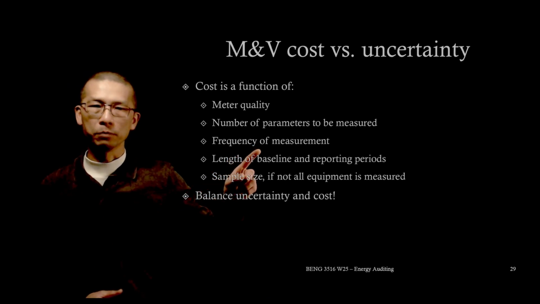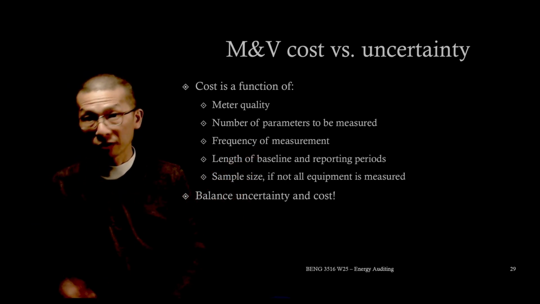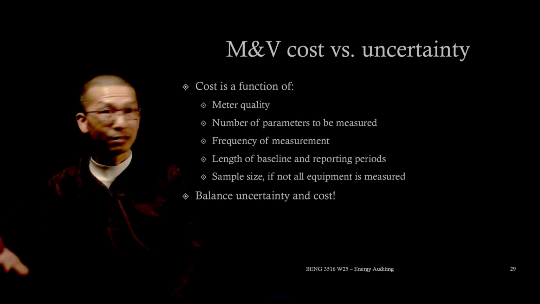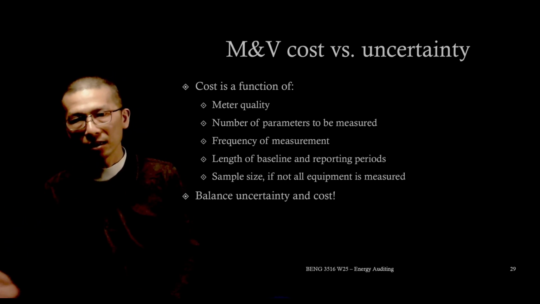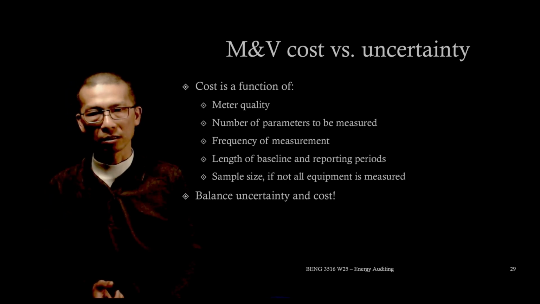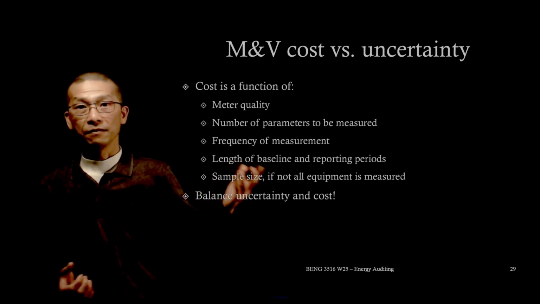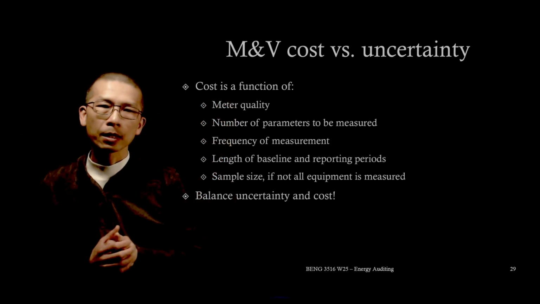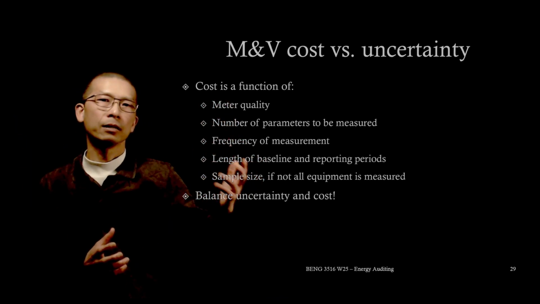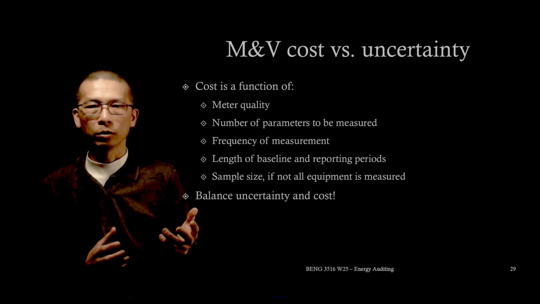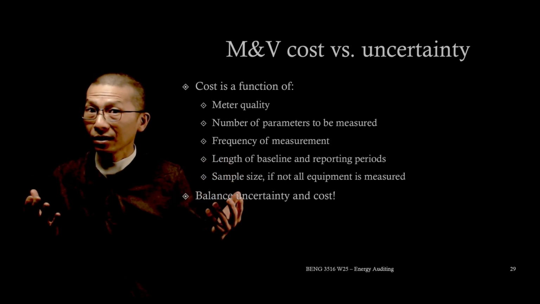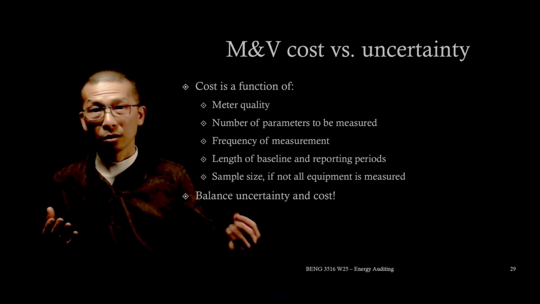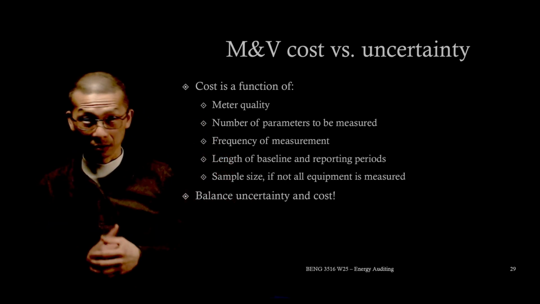Frequency of measurement. How often? What's the sampling rate? Every second, every minute, hour, every day? You can imagine if it's every second, the data would be enormous. So a higher sampling rate and continuous monitoring system will give us more data, but it requires more advanced data loggers and storage, which will jack up the cost.